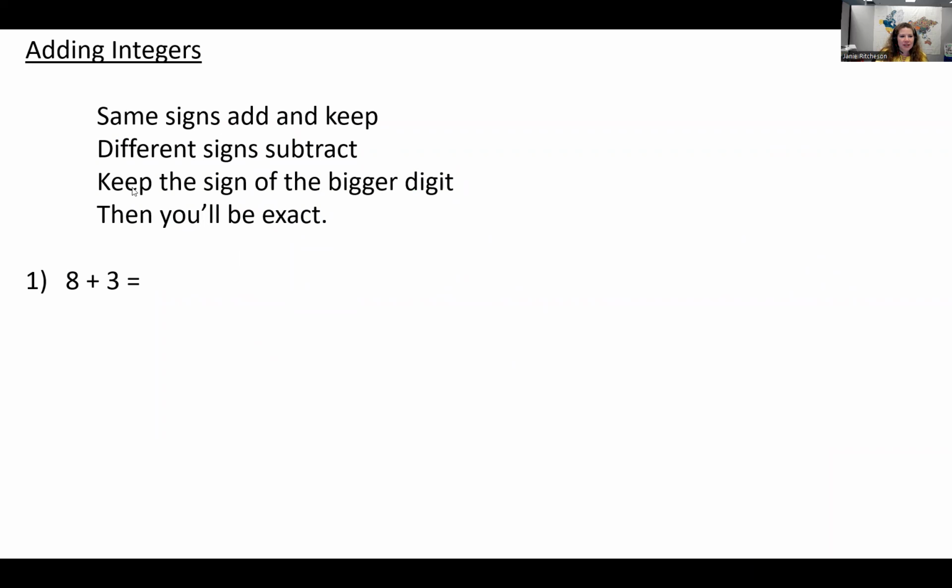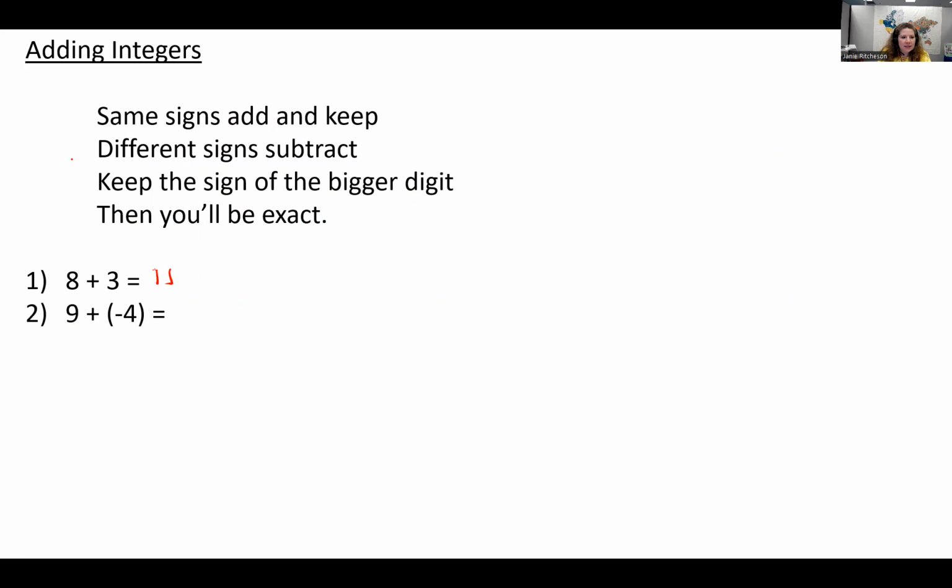All right, so let's look at the first one. So same signs add and keep. So number one, we have a +8 and a +3. So they have the same sign as each other. So we're going to add and keep the sign. So +8 plus +3 is 11.